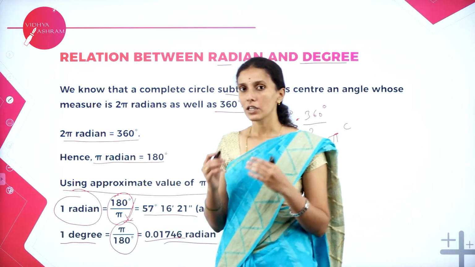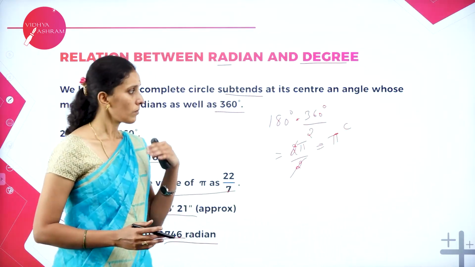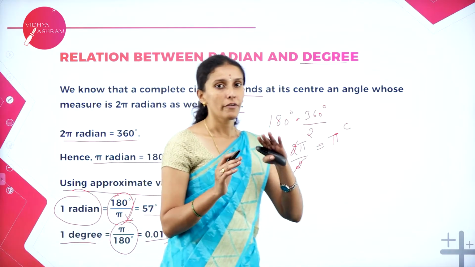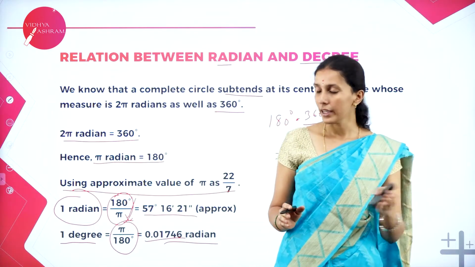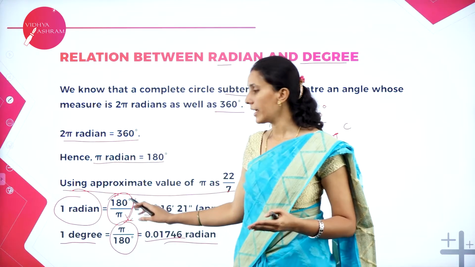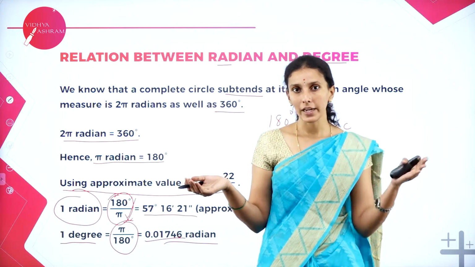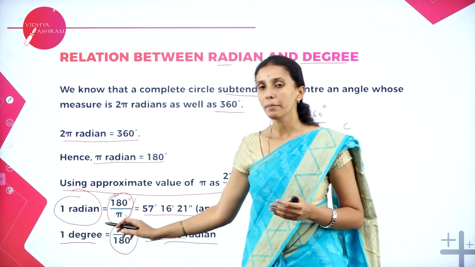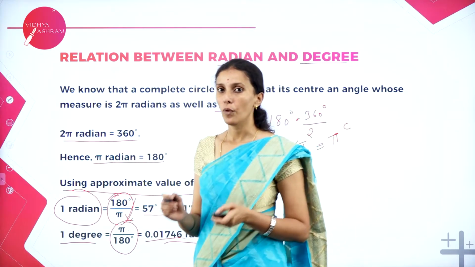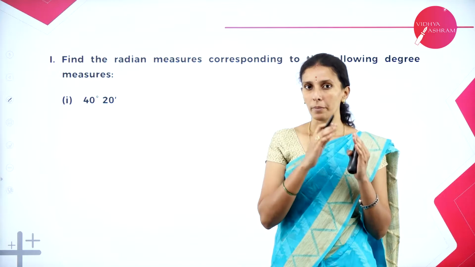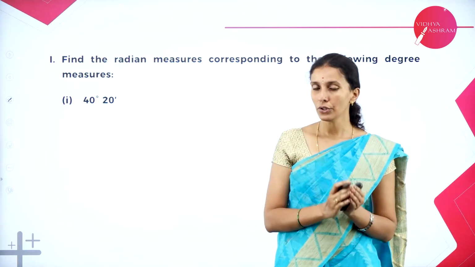So when it comes to the calculation of converting radian into degree or degree to radian, when you are converting radian into degree, you have to multiply 180 by pi to the given value, and when you are converting degree to radian, you have to multiply pi by 180 to the given value. So we will solve problems converting from degree to radian and radian to degree.